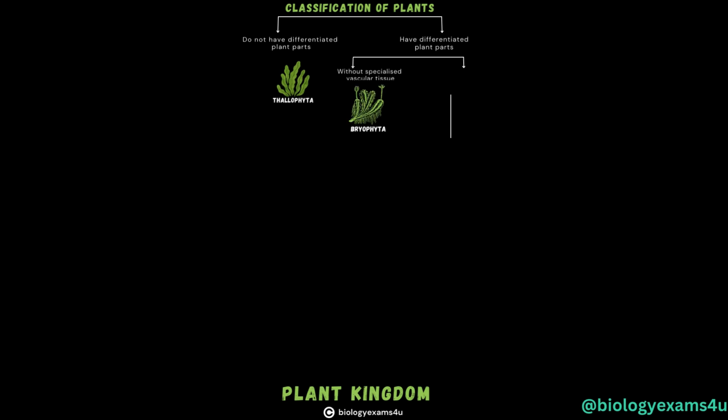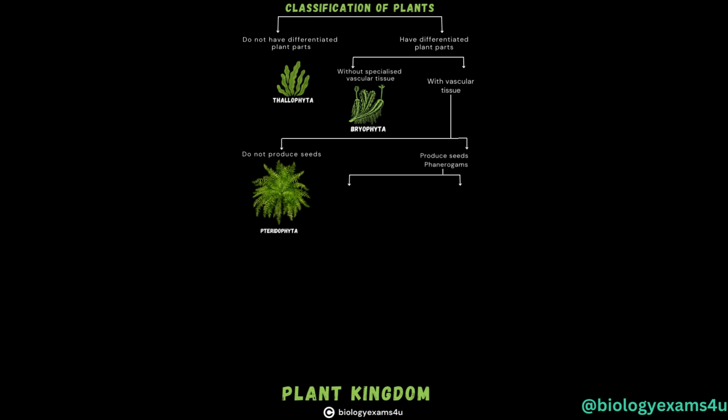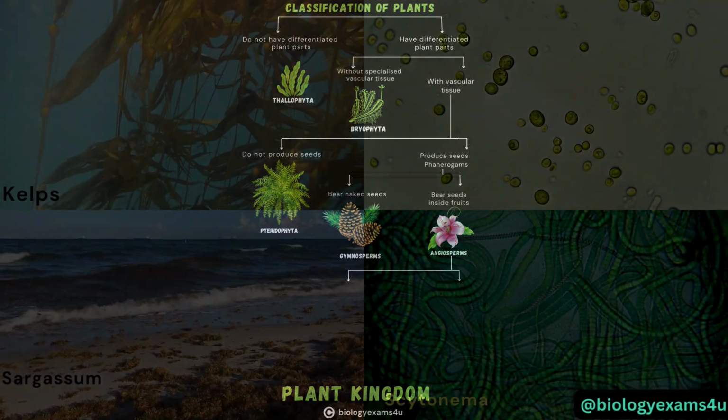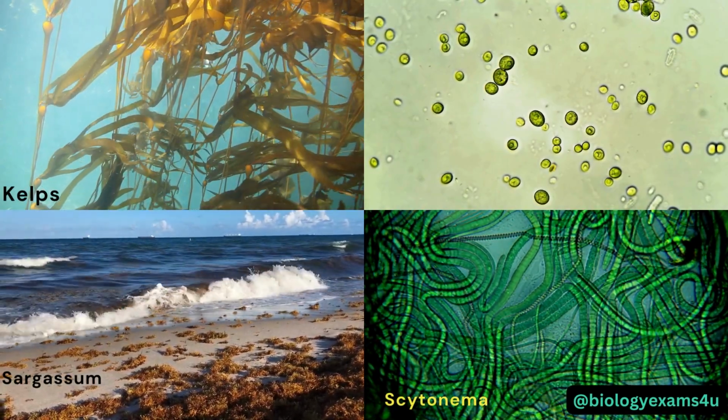At the end of the discussion, you will be able to understand the major plant groups from algae to angiosperms with key characteristics and life cycle. Let's begin with algae. First, let us see some algae before moving into the details.